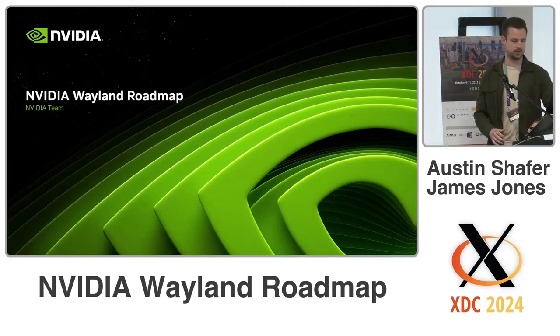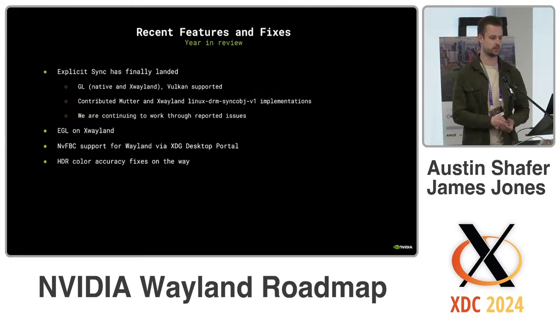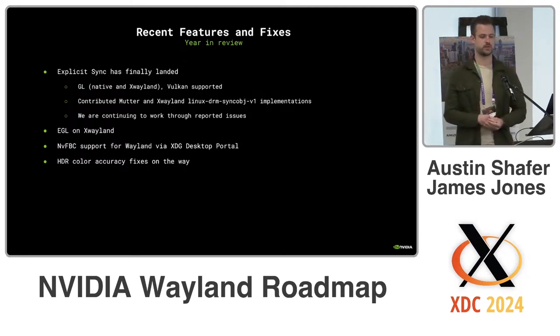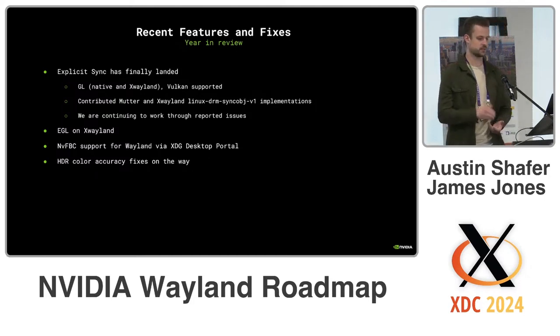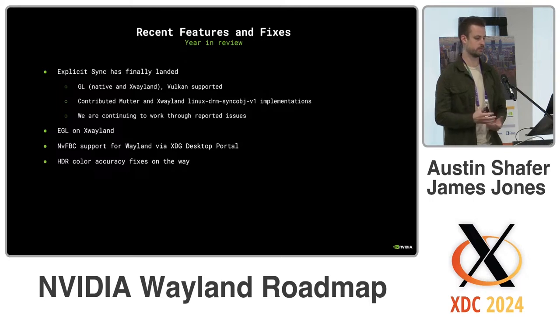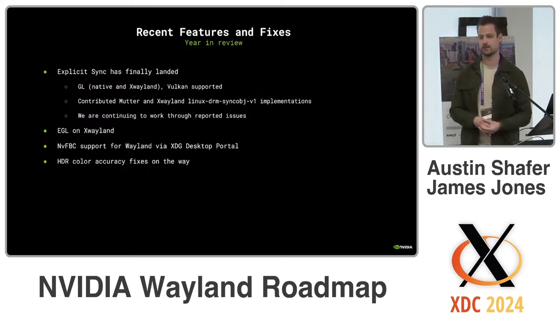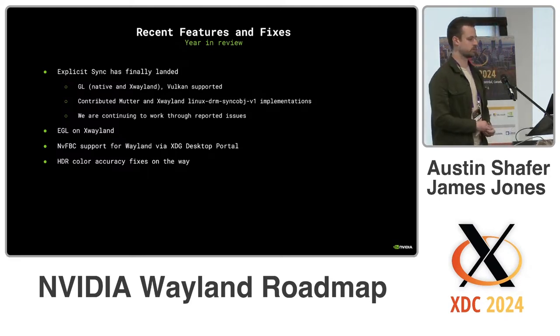So to jump right in, this year was pretty big for us. The main thing that landed was explicit sync. That was by far our biggest feature. We shipped a bunch of different implementations of this in our driver for Vulkan, GLX, EGL. We also contributed Mutter and Wayland Linux DRM sync object implementations. We're really happy with how this went, so thank you to everyone who collaborated with us. That went very smoothly from our perspective. And we had a bit of fallout when it first landed, so we worked through some bugs there. We're continuing to look at the last couple remaining issues, but so far we're pretty pleased with that.